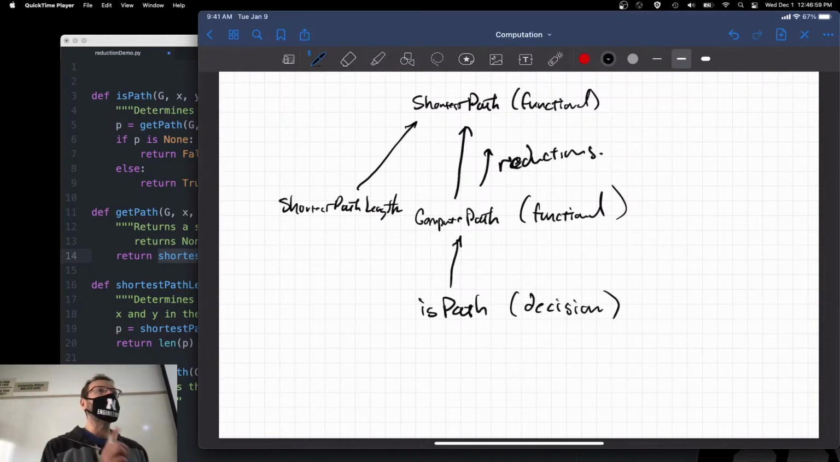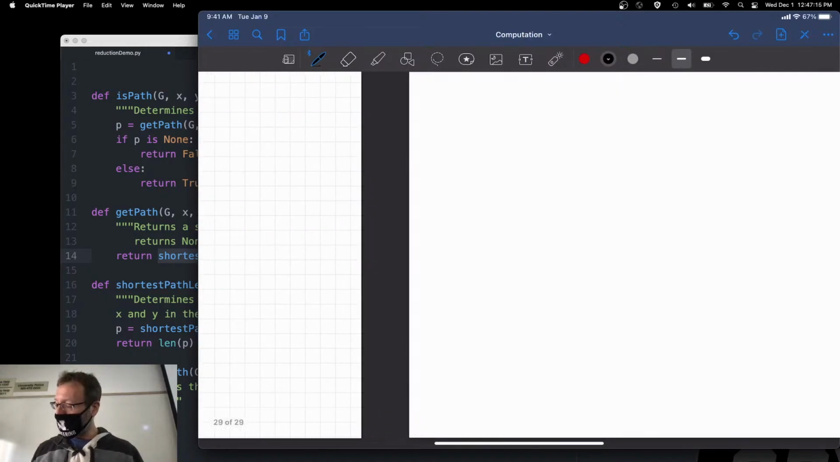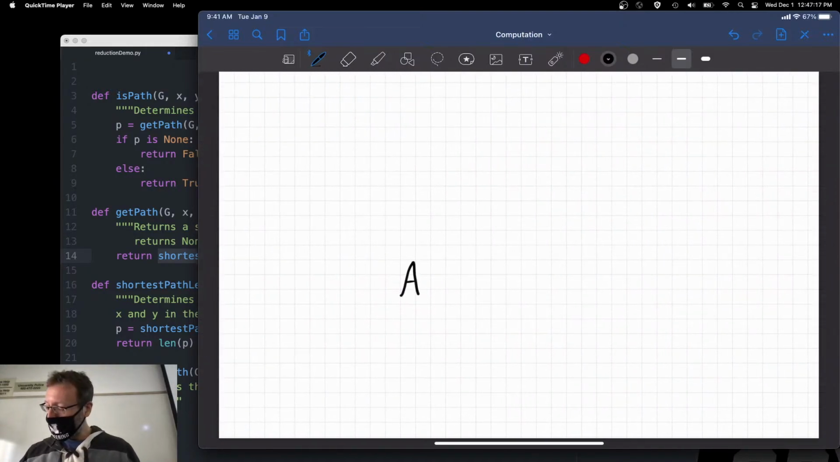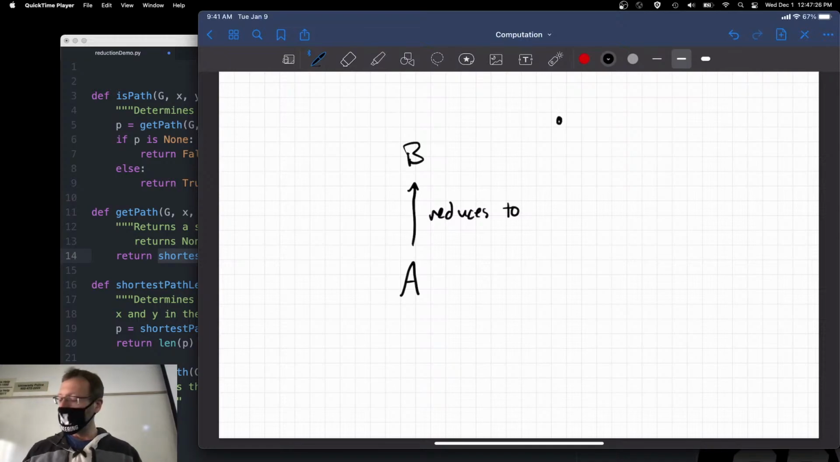If you can use a solution from one problem to solve another problem, that means that this problem over here is no more difficult than that problem over there. So let's look at this from a more general abstract landscape now. If I go with A reduces to B, then this establishes several things.